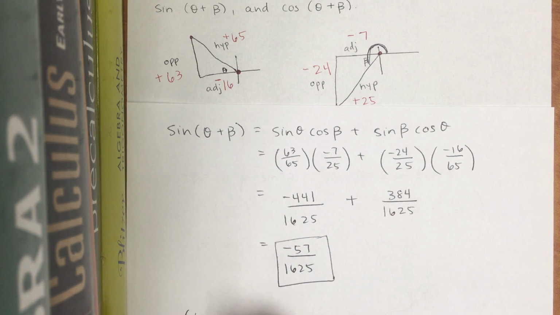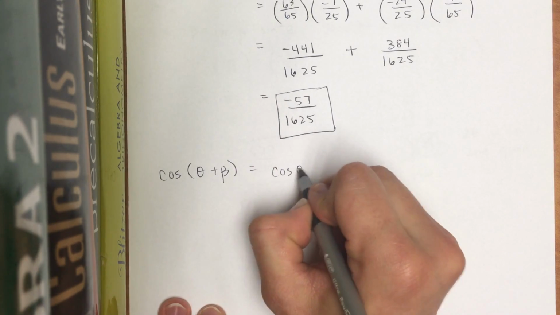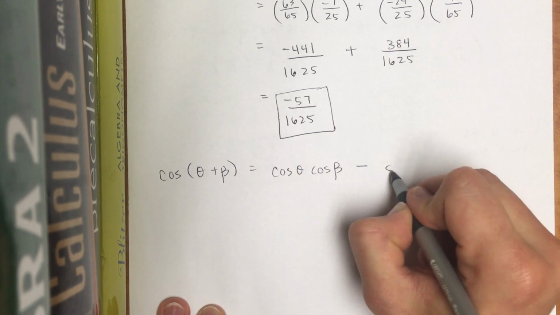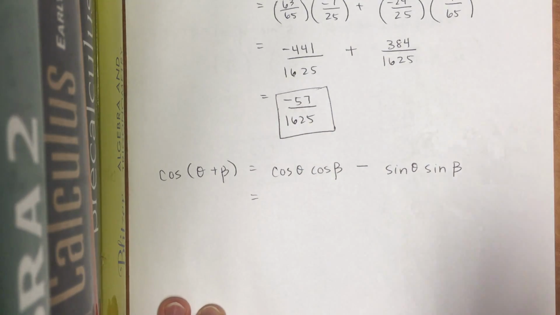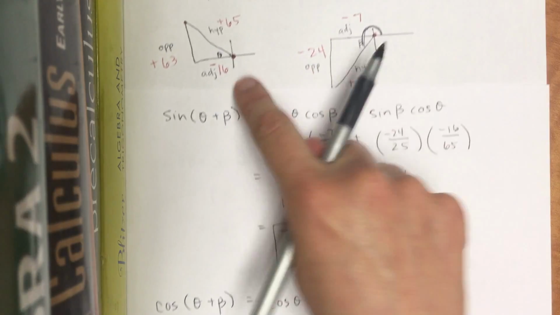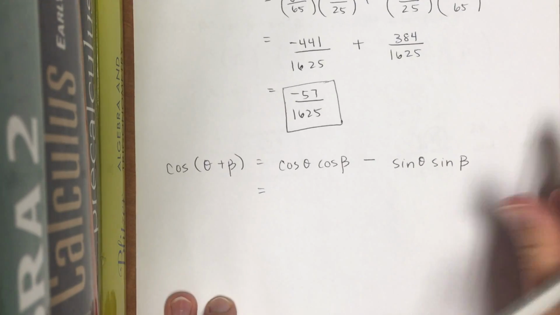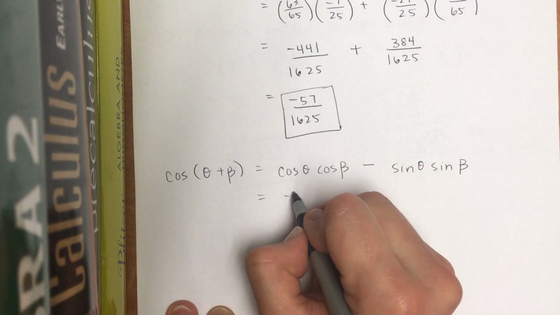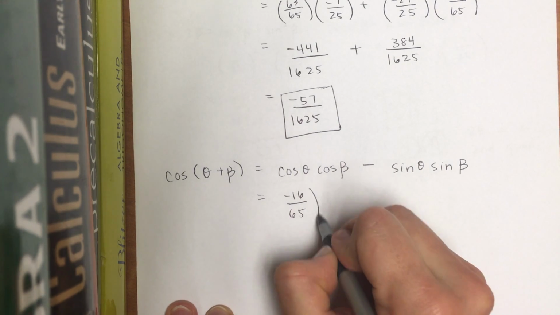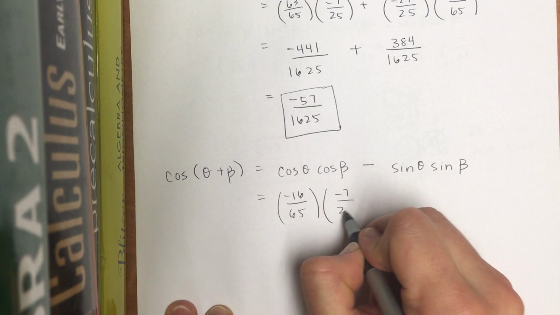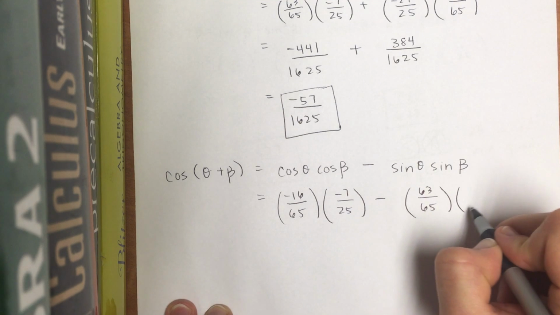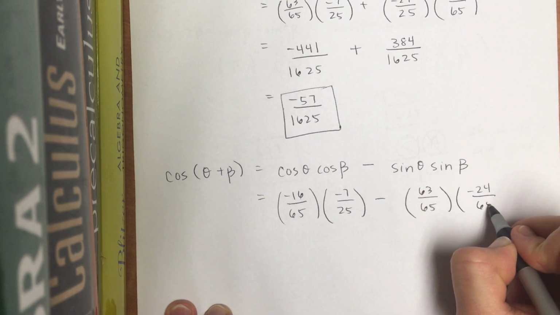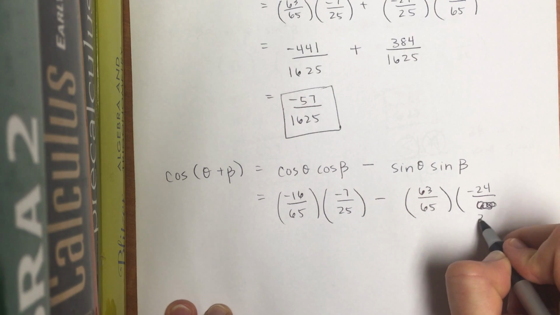I can also find the cosine theta plus beta fraction. If I do cosine theta cosine beta minus sine theta sine beta, replace them with their SOHCAHTOA fractions. Pay attention to which triangle you're looking at. Cosine theta is negative 16 over 65. Cosine beta, negative 7 over 25. Sine theta, 63 over 65. Sine beta, negative 24 over 25.